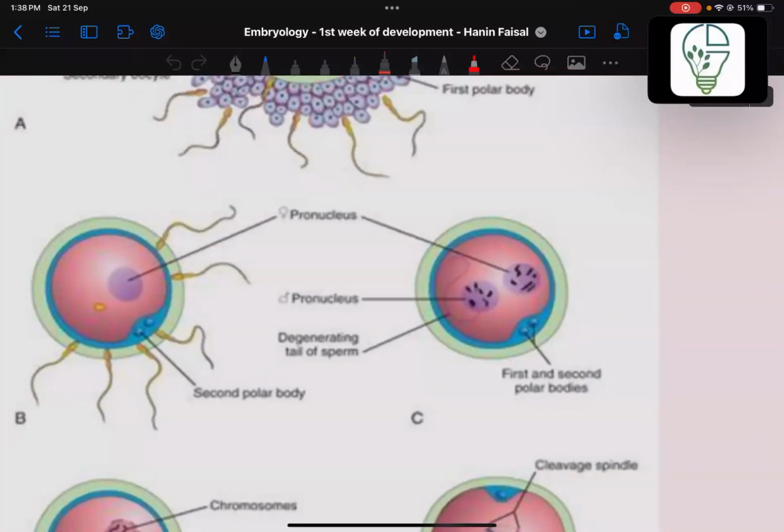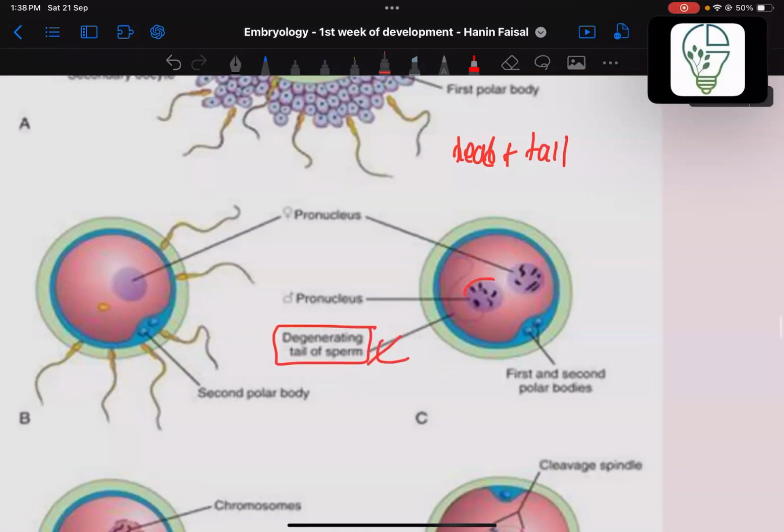Now we said, what were the parts of the sperm that entered? It was the head and the tail. What happens is the tail is going to get degenerated, and then we're just going to have the head, which has the nucleus. And we call it the pronucleus. So this is the pronucleus that came from the sperm, and this is the pronucleus, which is already the nucleus of the oocyte.